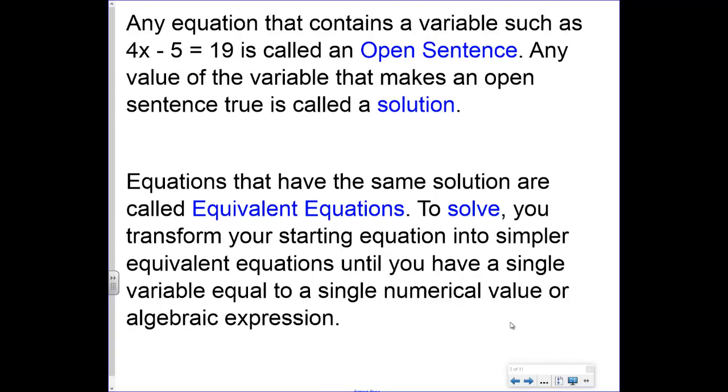A little bit of information about this first: any equation that contains a variable such as 4x minus 5 equals 19 is called an open sentence. Any value of the variable that makes that open sentence true is called a solution. Equations that have the same solution are called equivalent equations, and that makes sense. And when we solve, we're trying to transform our starting equation into simpler and simpler equations, or equivalent equations, until we have a single variable by itself, and on the other side of the equal sign will be either a single numerical value or possibly an algebraic expression if you're not actually solving for one single number.